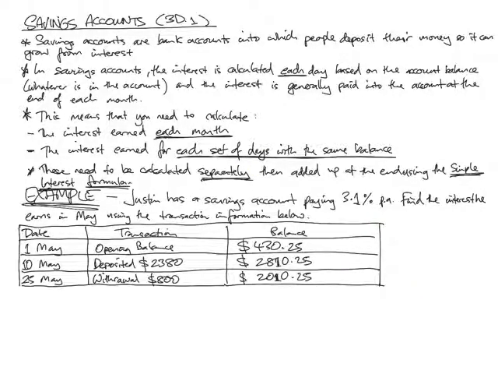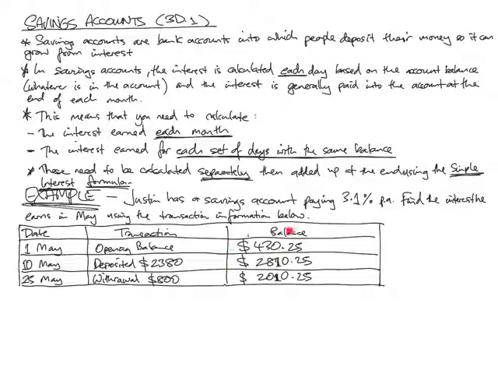This is from the book. Justin has a savings account paying 3.1% per annum. Find the interest he earns in May using this transaction information below. So this table here, you'll see tables like this in your book for these kind of questions. So on the 1st of May, he hasn't made a transaction. It's just telling you that's what he started with.